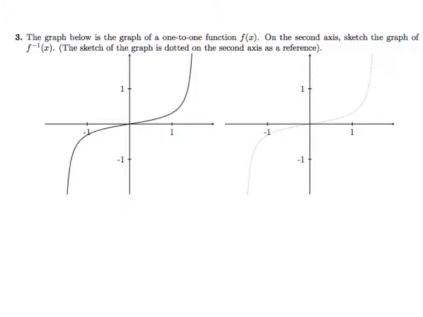Okay, this is problem number 3. It says the graph below is the graph of a one-to-one function f of x. On the second axis, sketch the graph of f inverse of x. The sketch of the graph is dotted on the second axis as a reference. So when we sketch the inverse, we're going to mirror this function across the line y equals x. And I'm going to dot that in here for you. So this is the line y equals x. And when we mirror it against here, we'll get something that looks like this.